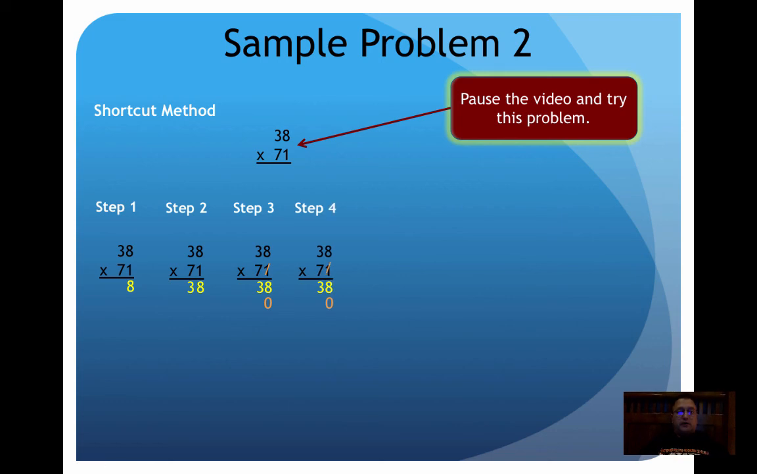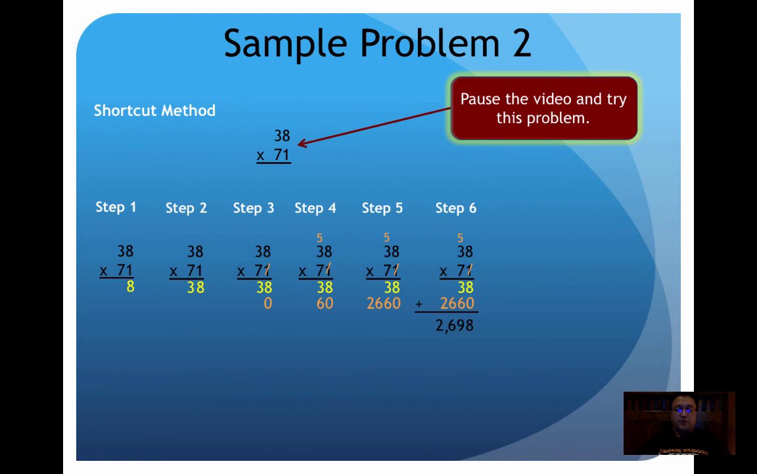So now I'm going to go to step 4, which is I'm going to multiply 7 times 8, which is 56. So I'm going to put the 6 down. I'm going to carry the 5. Step 5, I'm going to do 7 times 3, which is 21, plus the 5 I carried comes up to 26. And in step 6, we have to add those together. And when we do that, we get 8, 9, 6, 2, or 2,698.